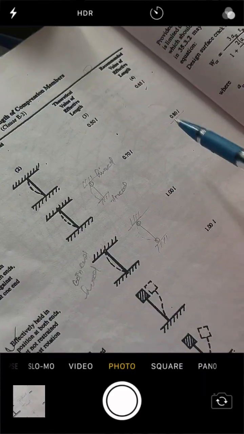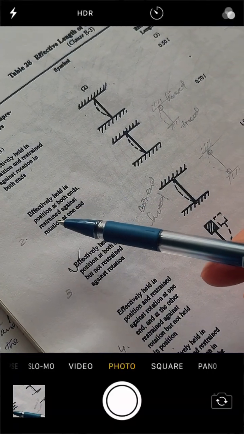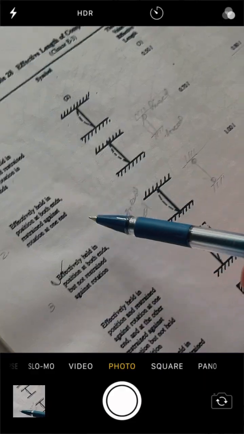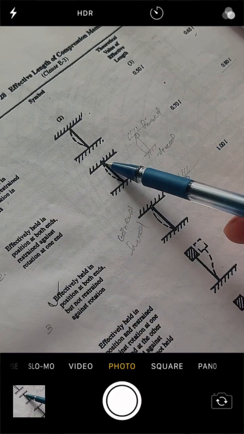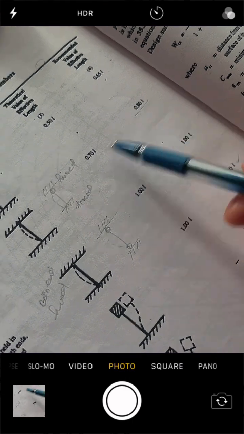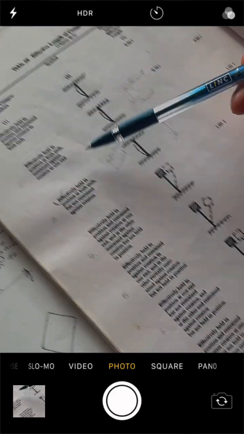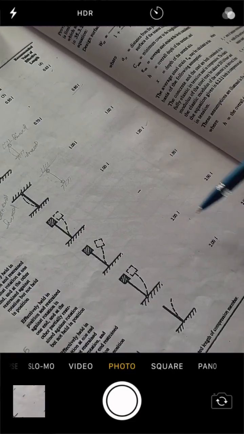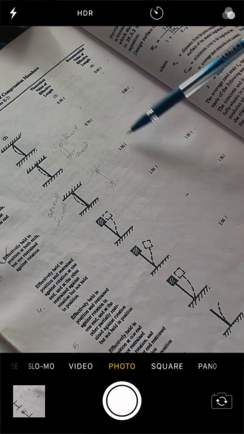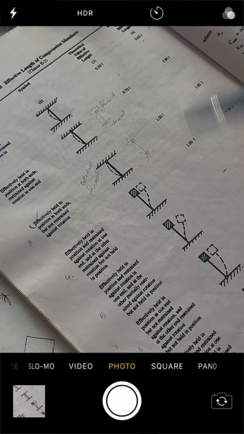So basically the question has asked about one held in position at both ends, restrained against rotation at one end. So for this, one end would be hinged and the other fixed, so the effective length is going to be 0.8 L, and for the theoretical value it's going to be 0.7. You need to remember this table every time they ask a 1 mark question from it, and keep this table in your mind.